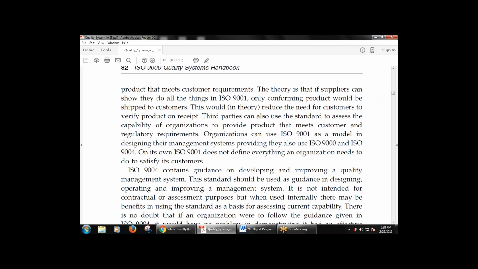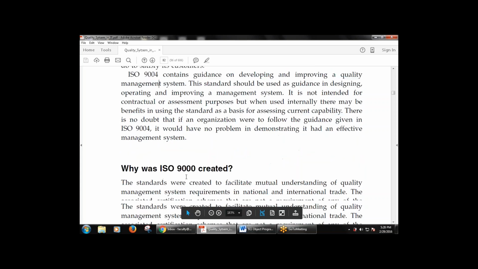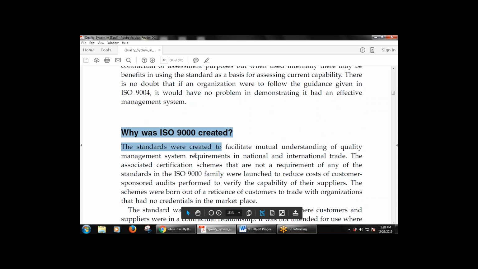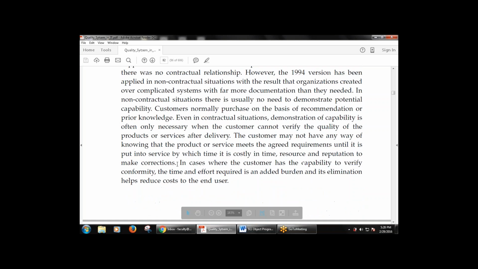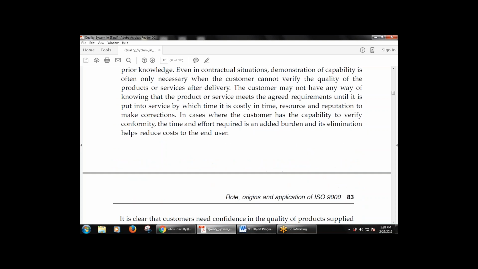And it is not intended for a contractual or assessment purpose, but that can be used. There may be a benefit in using the capability. Now, why was ISO 9001 created? What is the main reason for ISO 9001 being created?